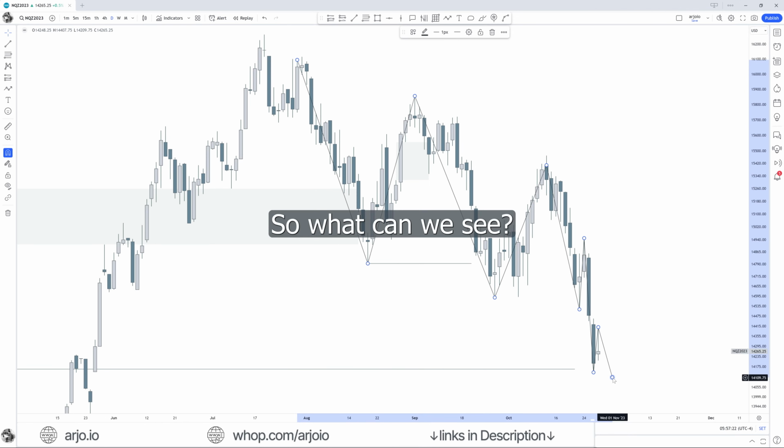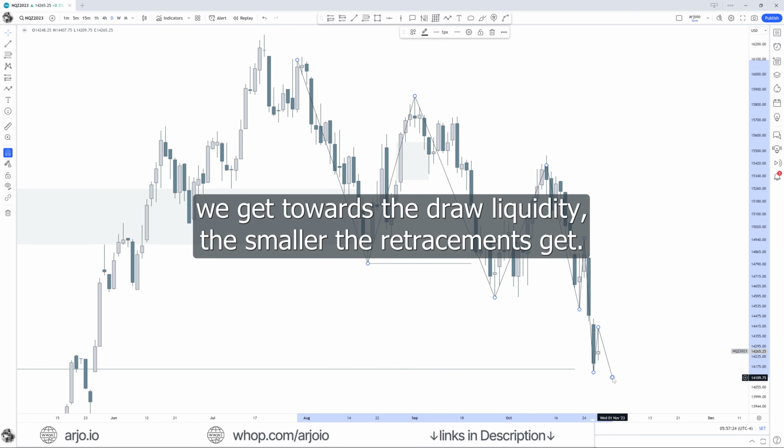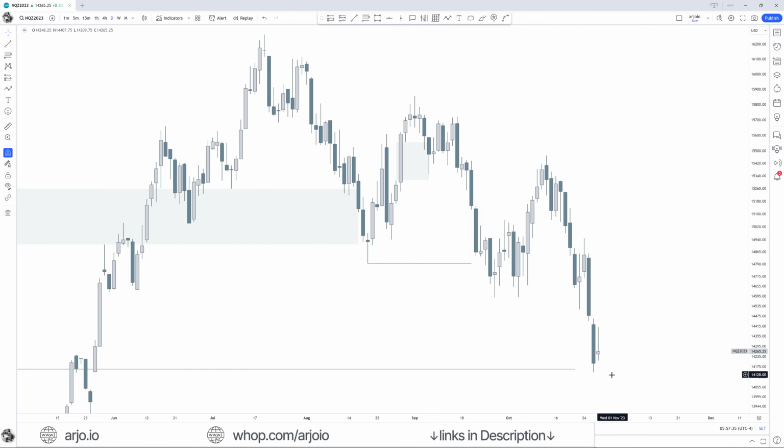So what can we see? The closer we get towards that drawn liquidity, the smaller the retracements get. And why is that important? Because then we are not stuck waiting for a huge retracement to happen, whilst we know that if price is close to drawn liquidity, there's still a target to the downside right there. The retracements eventually will not be hefty anymore. There will not be big retracements anymore. So you either get involved right there or you get left behind trying to chase price.